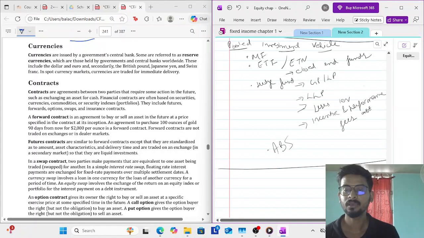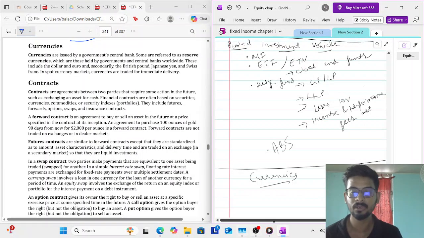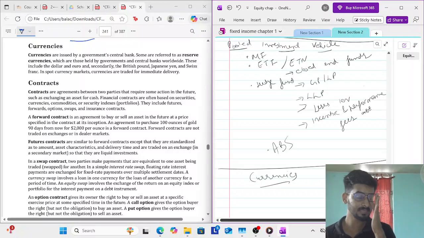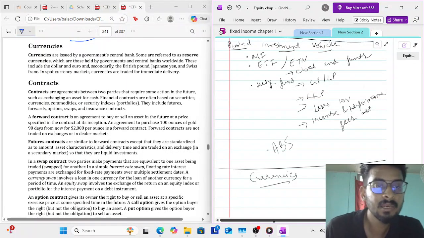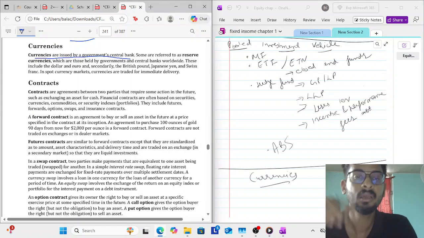Currencies is an interesting out-of-the-box topic. Mostly everywhere we learn about equities only, so we learn less about currencies. So let's learn about currencies, going line by line. Currencies are issued by the government central bank. Who issues? Government central bank. Very much a 5-year-old line.